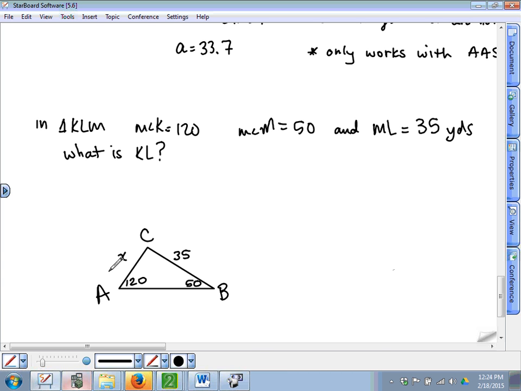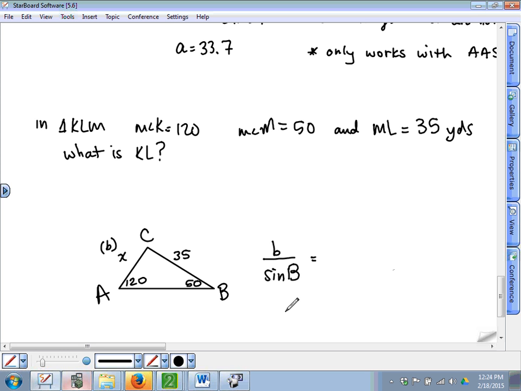Now the way I've written this, if your picture looks anything like mine, the X is over here. It's across from angle B. That means we're trying to find side B. So I'm going to use B over sine of capital B. That's the first part of the law of sines we're going to use.